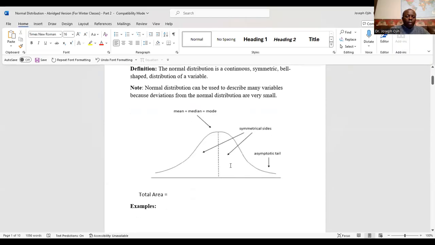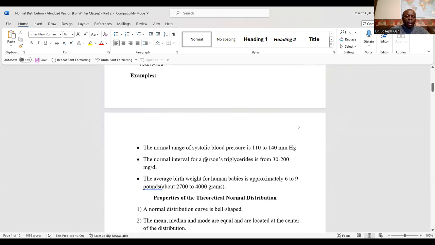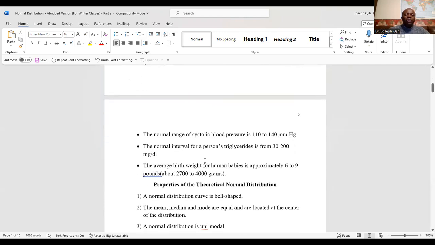So you can see the normal distribution. You can see the bell shape. Now let's look at some more examples. The normal range of systolic blood pressure is usually 110 to 140 millimeters of mercury. Anything above that is not normal. If it's above 140 millimeters of mercury, we say that their blood pressure is high. If it is below 110 millimeters of mercury, that is not good as well.